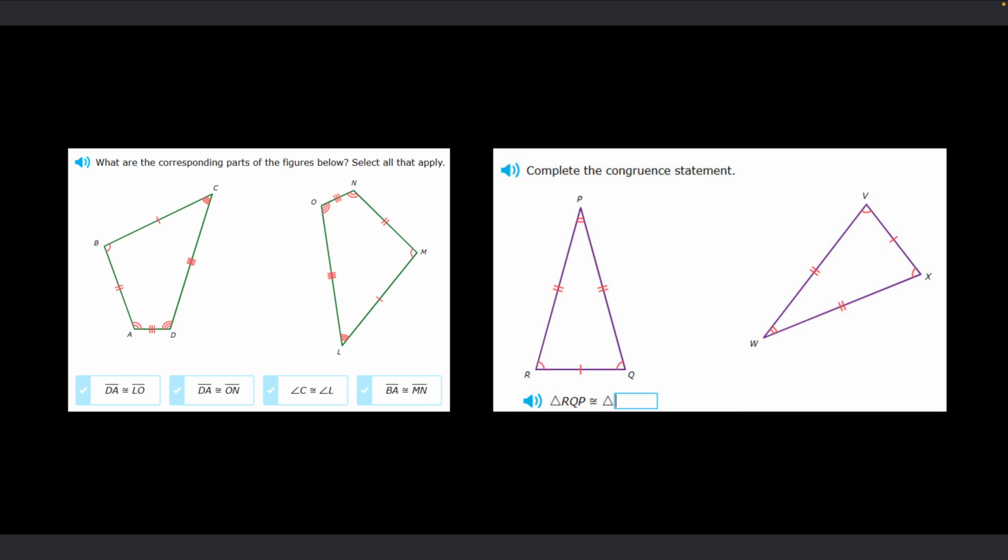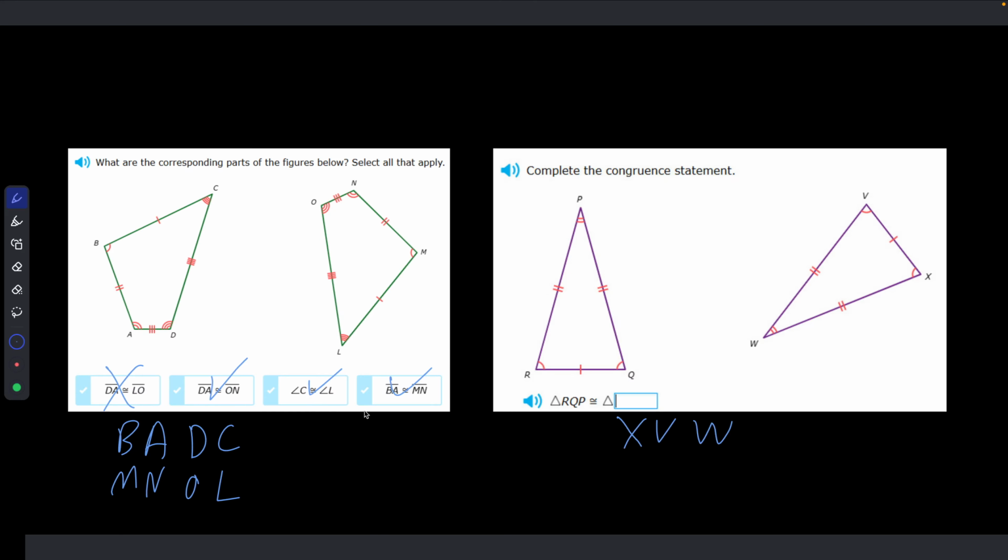Okay, now that you've had time to work these problems, let's check your solutions. For the first problem, you should have said that the first answer choice is incorrect. The rest are correct. And for the second problem, a little bit different here, but hopefully it makes sense. They're asking for triangle RQP, what does that match up to in the other triangle? And you should have said that it matches up to XVW.